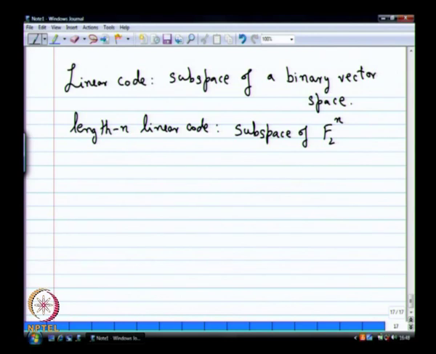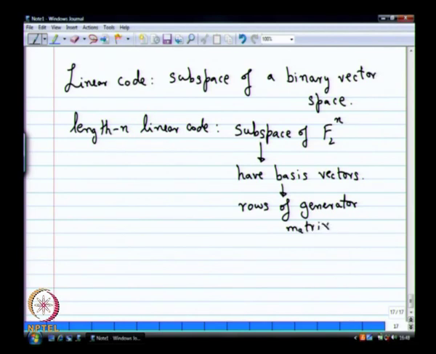So how can I define a subspace of F_2^n? Usually it's defined by a set of basis vectors. That's where the notion of basis vectors will come in. So subspaces have basis vectors. These basis vectors are basically what? So far we've been thinking of the generator matrix. So these basis vectors are usually the rows of the generator matrix. Of course you have to assume full rank here.